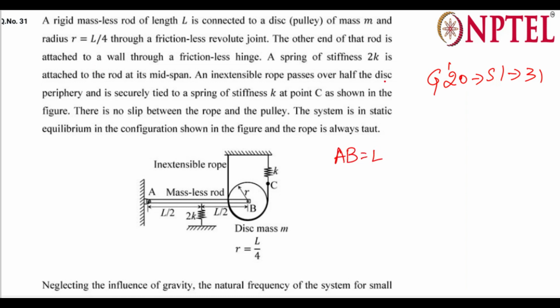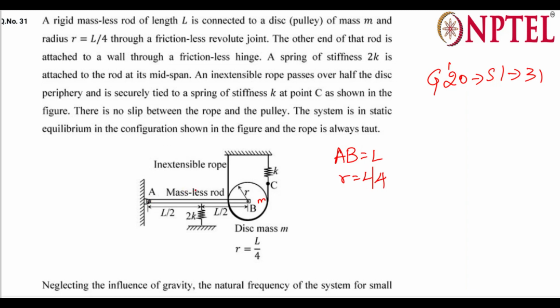is connected to a disc pulley of mass M. So this is a disc of mass M and radius L by 4, through a frictionless revolute joint. The other end of the rod is attached to the wall through a frictionless hinge. So this is a hinge.